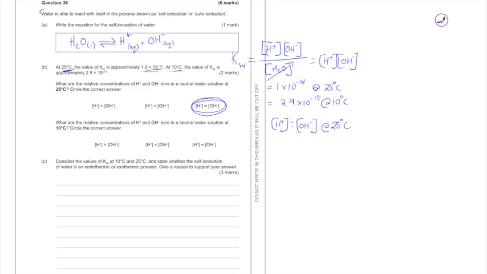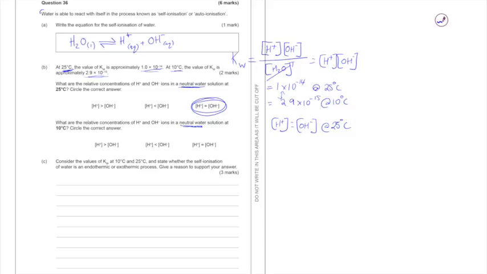So let's jump into the next part of the question. What are the relative concentrations of H plus and OH minus in, again, a neutral water solution? It's important that it's neutral. Sorry, I didn't highlight it back up there. At 10 degrees C. Well, we know at 10 degrees C, the value of Kw is approximately 2.9 by 10 to the minus 15. And that means, if you notice from this equation, that it has actually dropped somewhat.